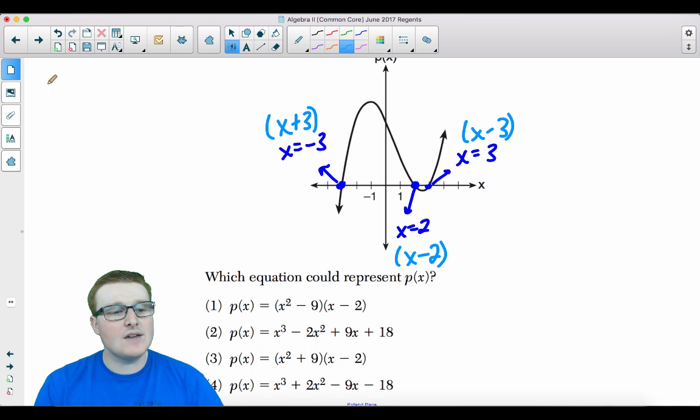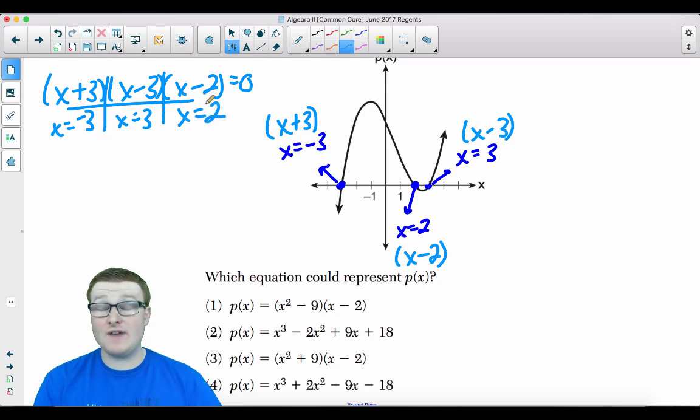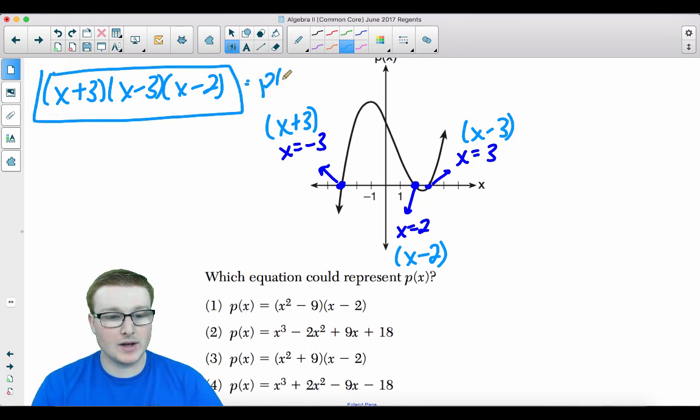You might be sitting there thinking, wait, how are you getting these and why are they the opposite? Well, I'll show you. If you take all these factors and set everything equal to 0, you get x equals -3, x equals 3, and x equals 2, the opposite of the factors. So now we're looking for this equation in our answers. That's p of x, okay?